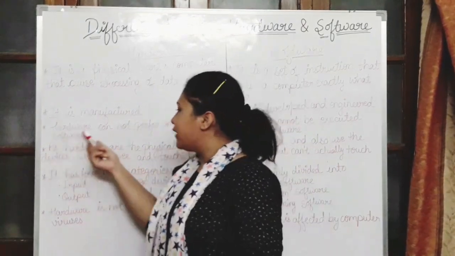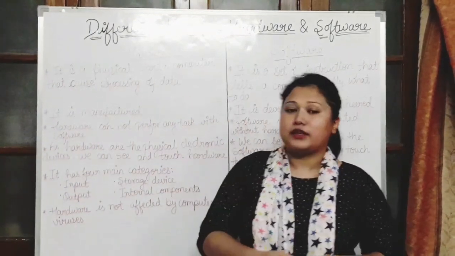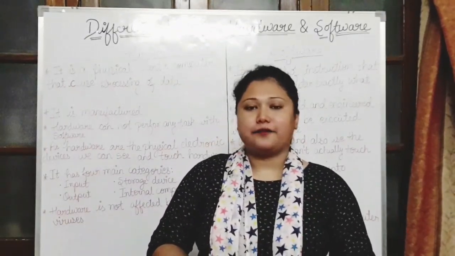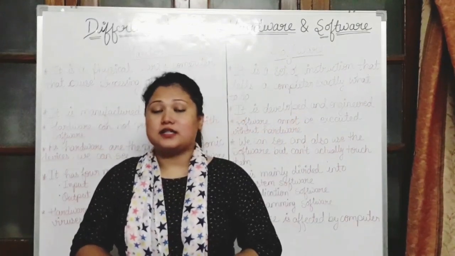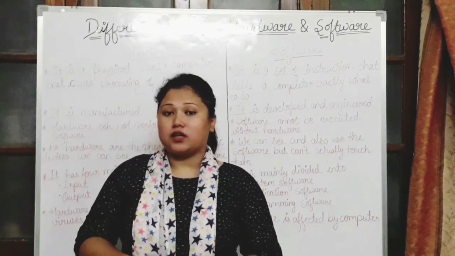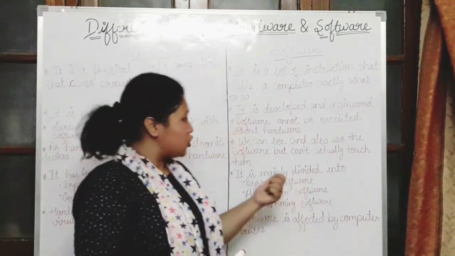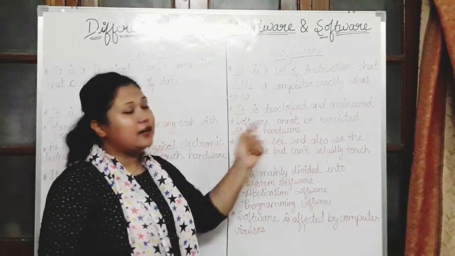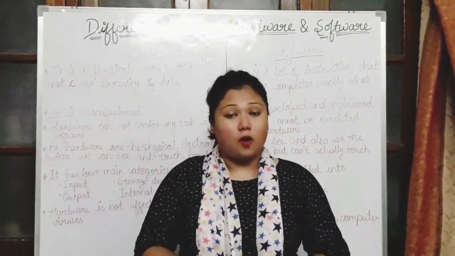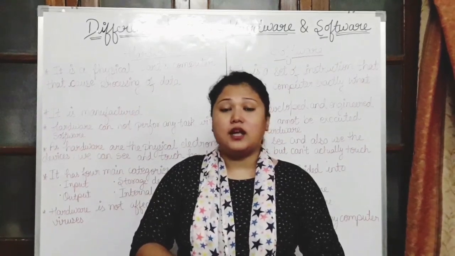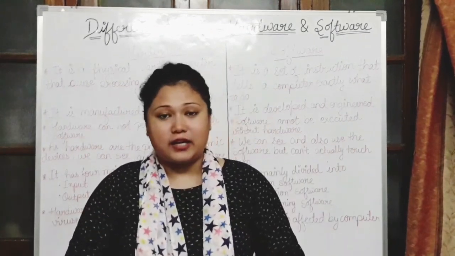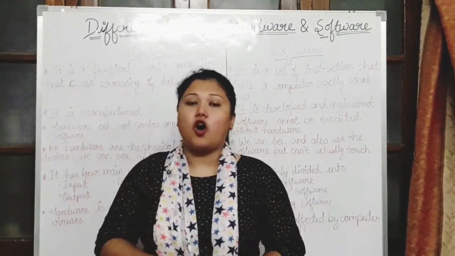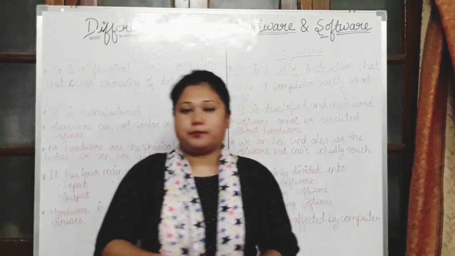Next is hardware cannot perform any task without software. That means software is a most important part of a computer. Meanwhile, software cannot be executed without hardware. It means hardware is also an important part of a computer. It also cannot execute without hardware. So both are important to form a computer system.